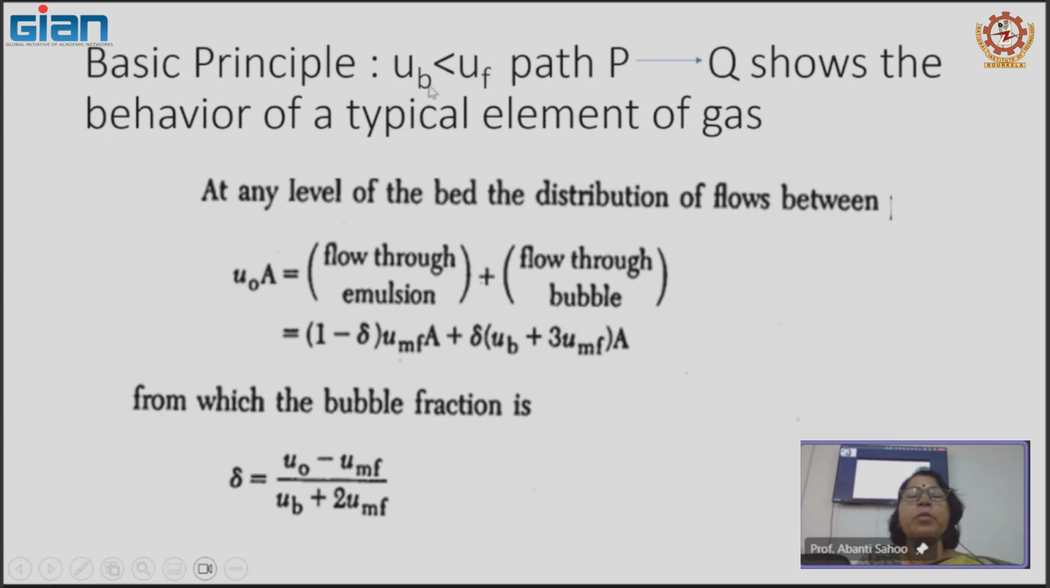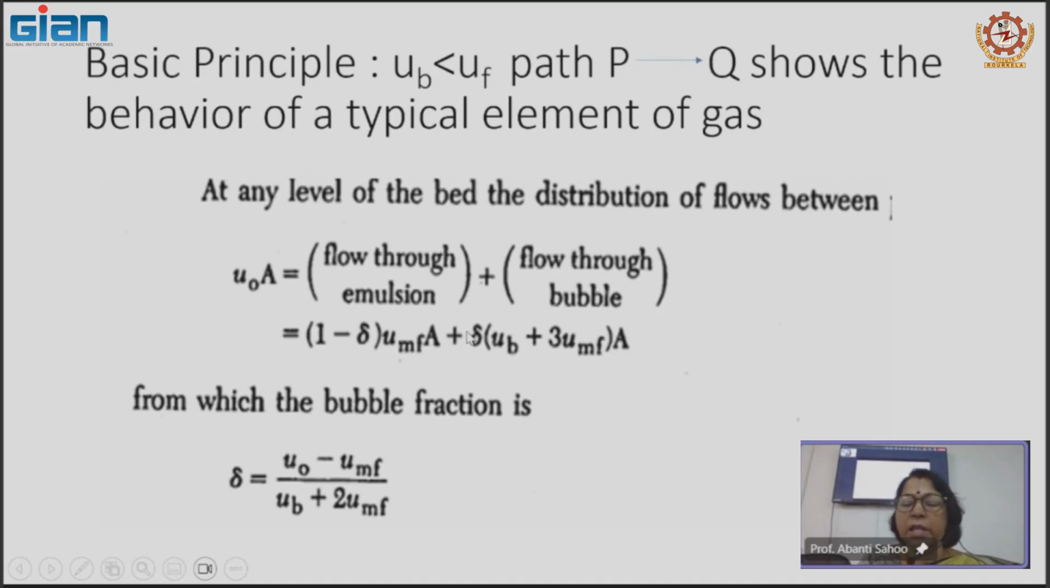Here, the bubble velocity UB is less than the fluidization velocity, and it follows the path P to Q, which shows the behavior of a typical element of the gas. At any level of the bed, the distribution of flow between the gaseous reactant and bubble will be U0 A, that is the superficial velocity times the area of the reactor, or the bed area, equal to flow through the emulsion plus flow through the bubble.